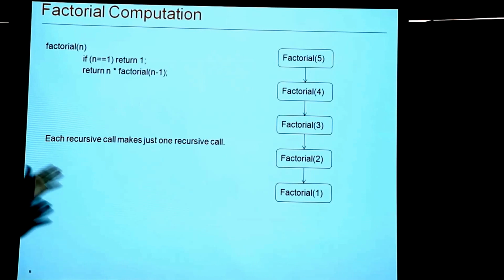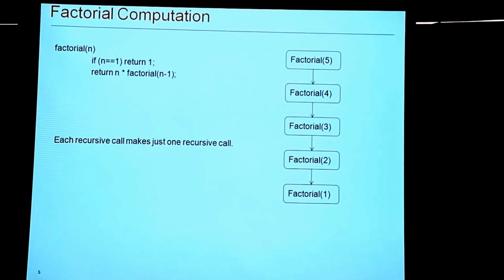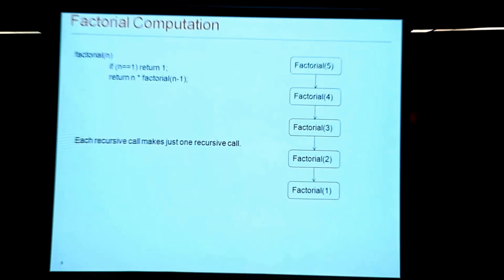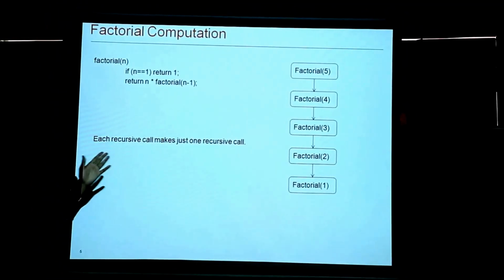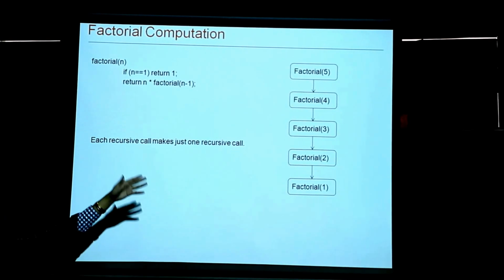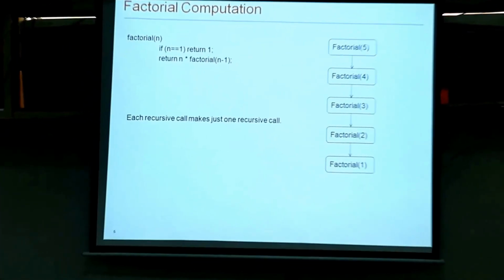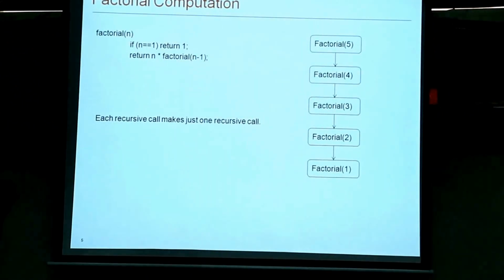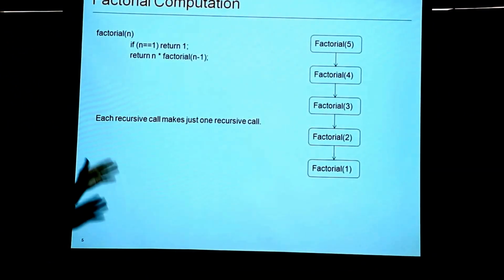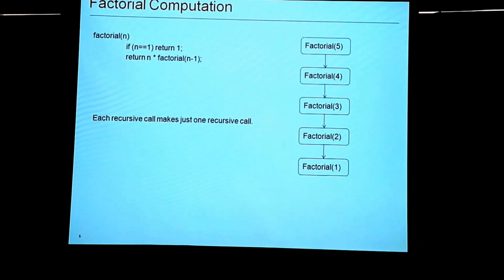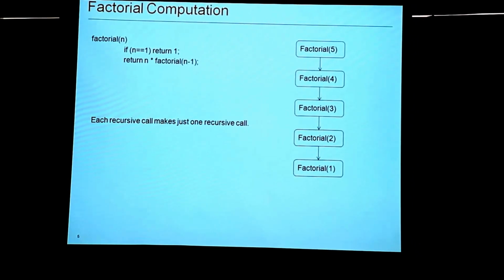And this is the call graph of the recursion routine. You start with factorial 5, which will make a call to factorial 4. So factorial 5 is 5 times factorial 4. Factorial 4 will make a call to factorial 3, and so on. This is also called the call graph or the recursion tree. You start from factorial 5 and then go downwards till you reach factorial 1, and factorial 1 is the base case, which returns 1.